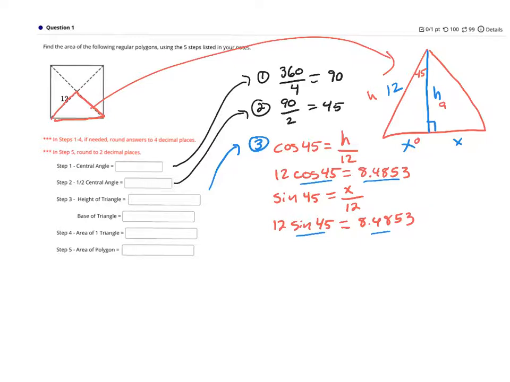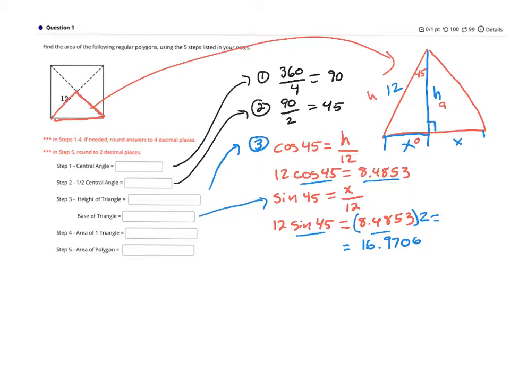That's because the cosine of 45 and the sine of 45 are the same value. The difference here, though, is that since there's two x's, I just found the value of one x. There's two x's, so to find the entire base, I need to multiply that by 2, and that will give me a base of 16.9706. So that's going to be the second part right there.